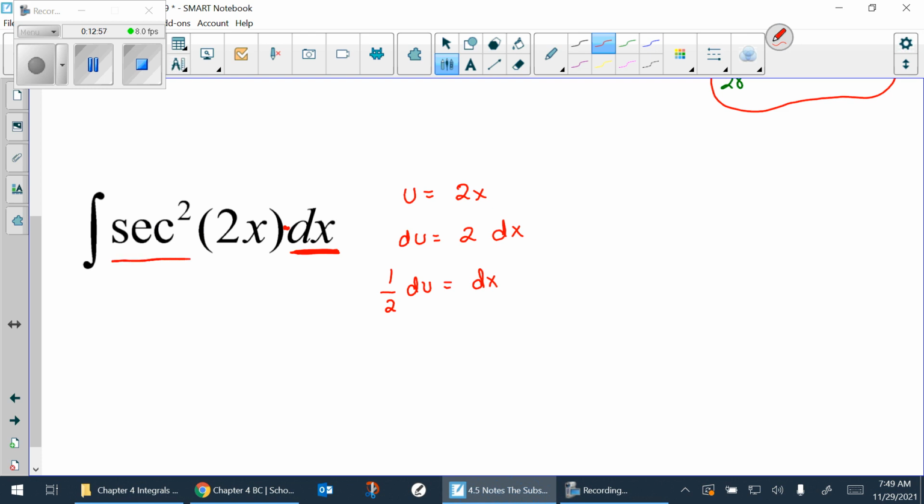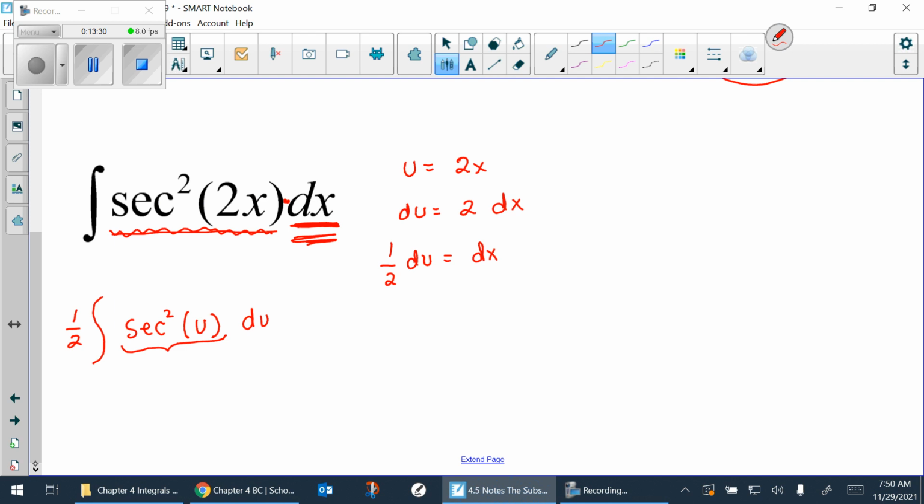And let's see what this thing turns out to be. Instead of secant squared 2x, I'm going to have secant squared of u. Instead of a dx, I'm going to have 1/2 of a du. And do you recognize what the antiderivative of secant squared is? I think we're going to agree that that's going to be tangent.